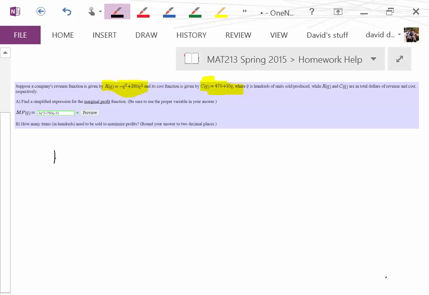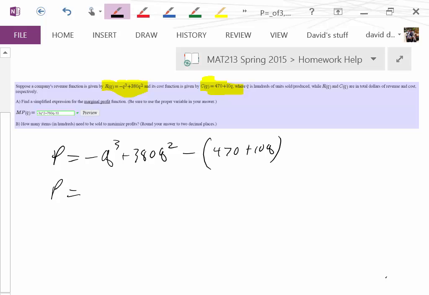So to find the marginal profit function, you found the profit by taking revenue, which was Q cubed plus 380 Q squared, and you subtracted the cost function, which would be 470 plus 10Q. So then a little bit of simplification would result in plus 380 Q squared. Distribute our negative, which would give us negative 10Q minus 470.